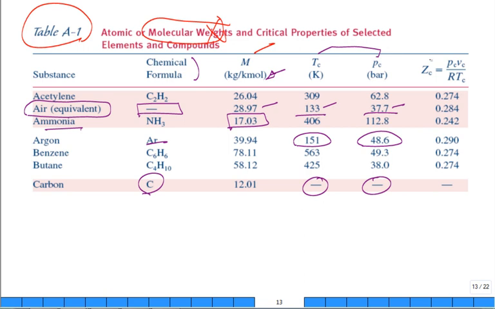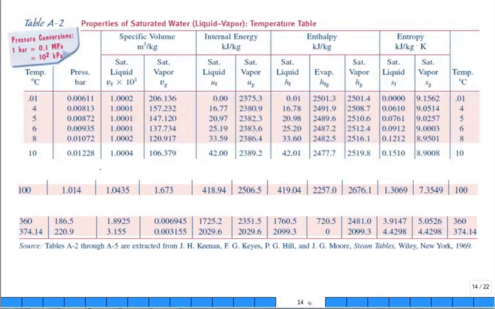And then this is a Z critical later. That's the compressibility factor at the critical point, which is not close to 1, and it's around 0.2 something for many gases. That's table A1. Let's take a look at table A2.